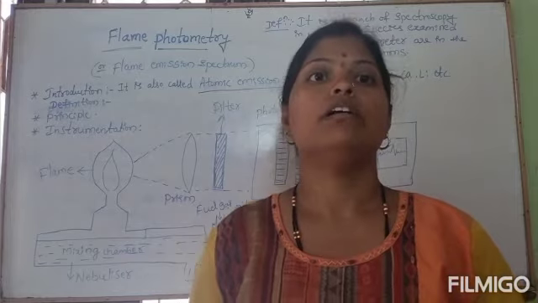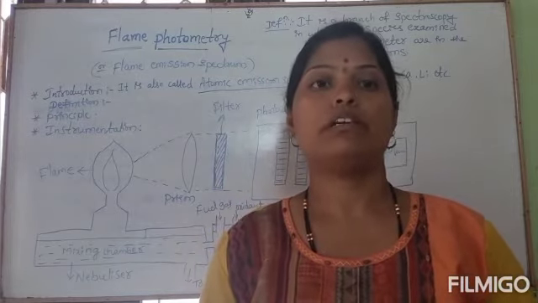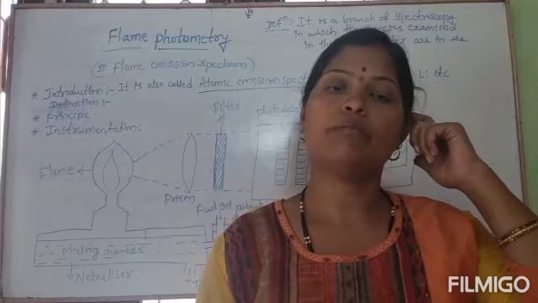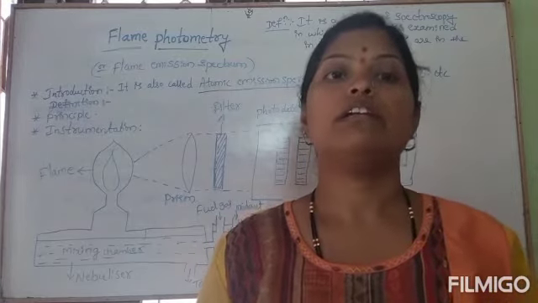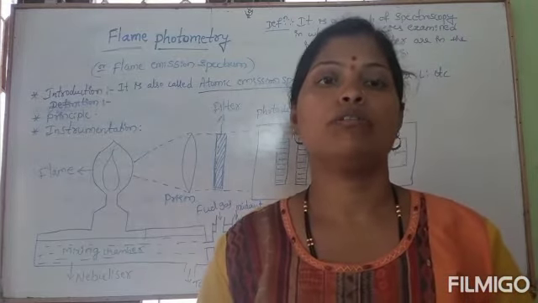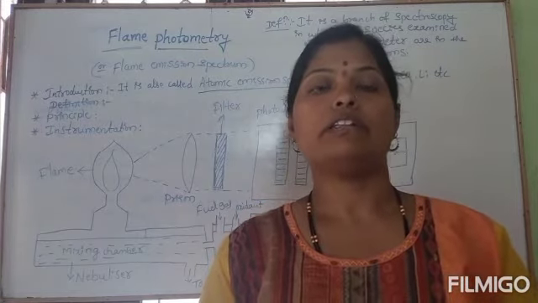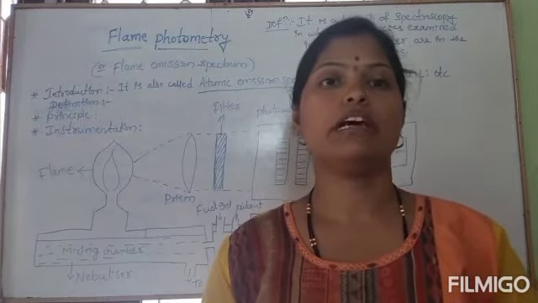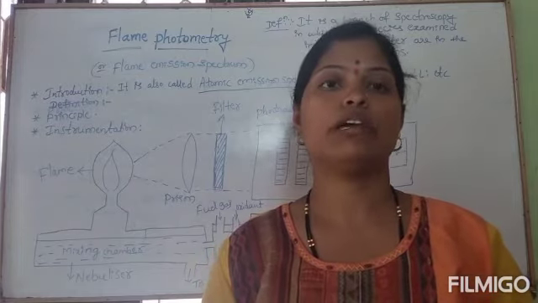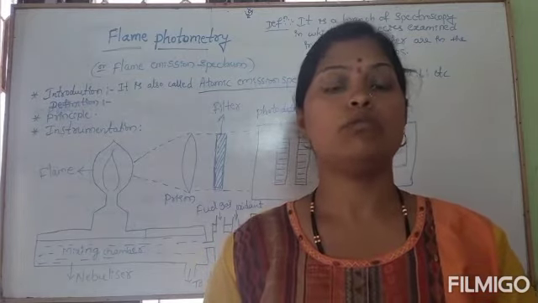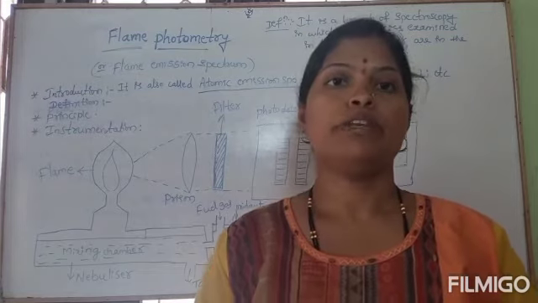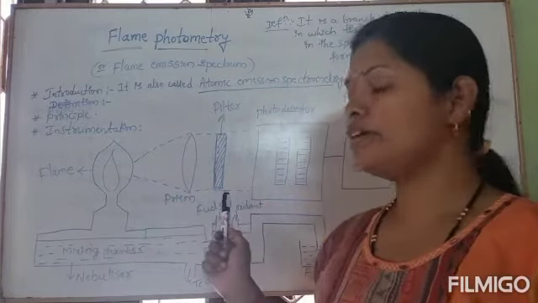It means when the metal sample is introduced into a flame, we see the color of the flame and the intensity of the color of the flame. We can identify which element is present, and from the intensity of color we can measure how much of the element is present. So again, it is an instrument.